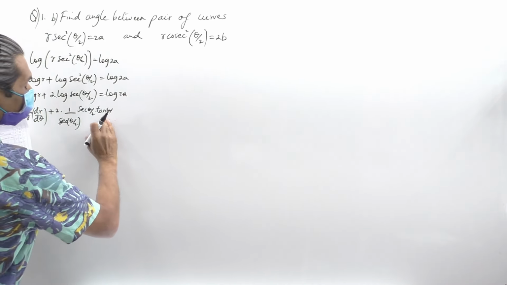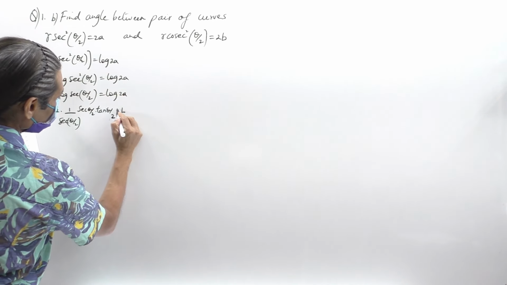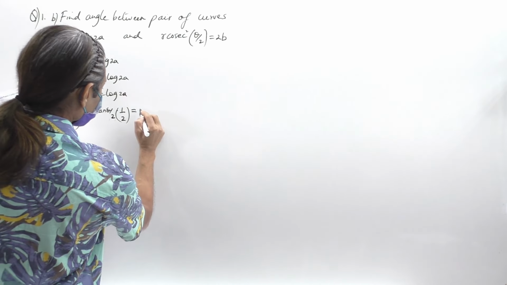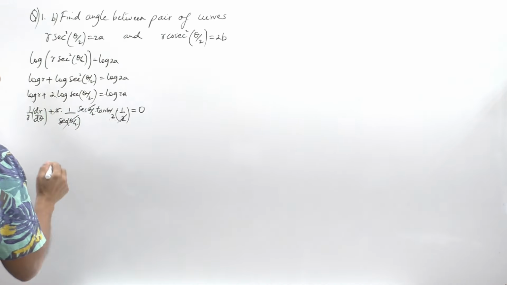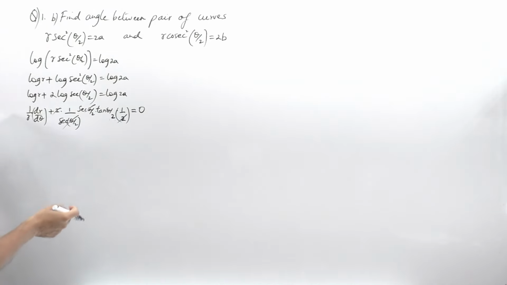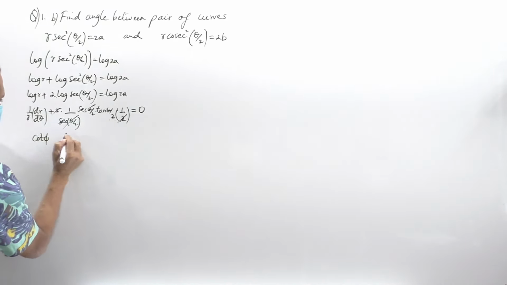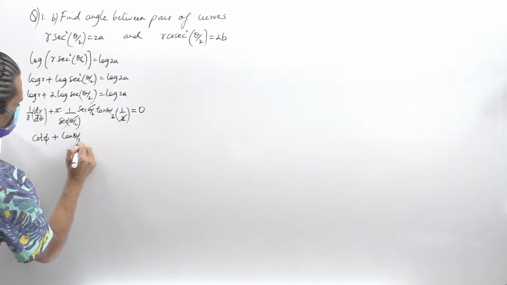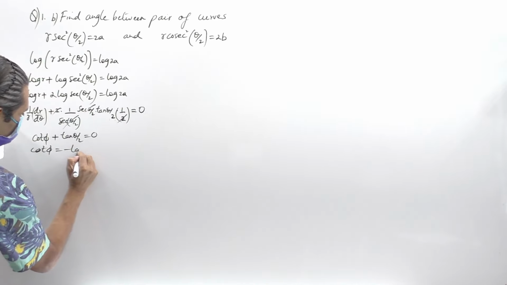Again, it's not plain theta, it's theta by 2, so we again multiply by the differentiation of theta by 2, which is 1 by 2. The right side, differentiation of log 2a, is 0 since it is a constant. Here the 2 and 2 cancel and the sec also cancels. Please refer to my previous videos, where I explained the theory in detail. 1 by r dr by d theta is cot phi. So cot phi plus tan theta by 2 is equal to 0. So cot phi is equal to minus tan theta by 2.